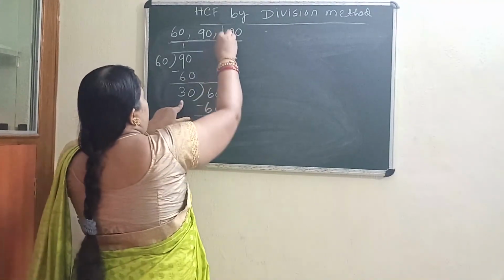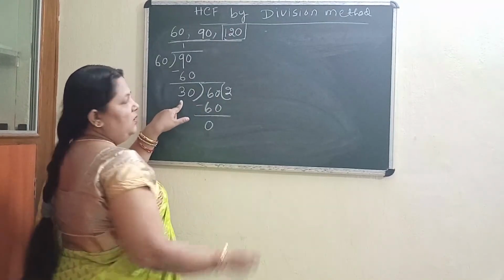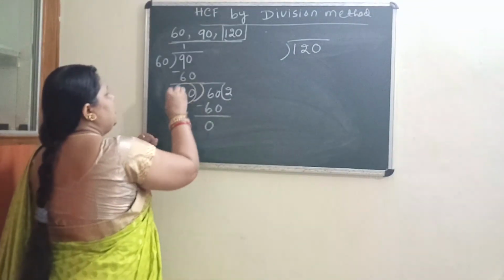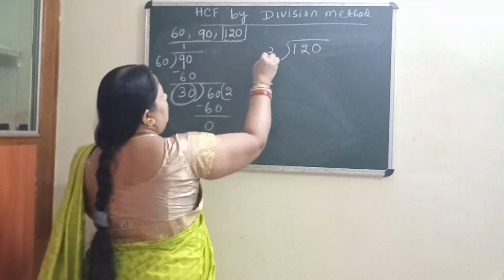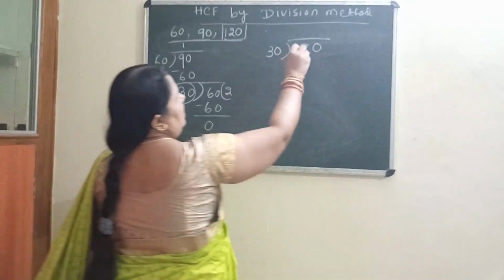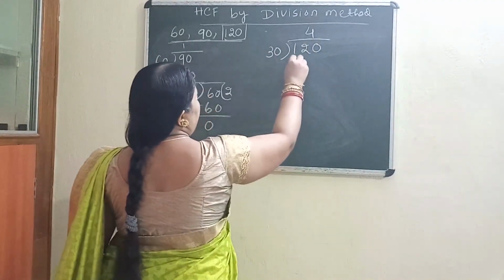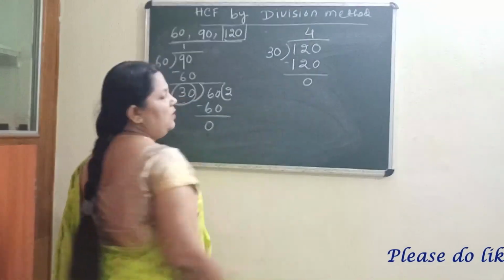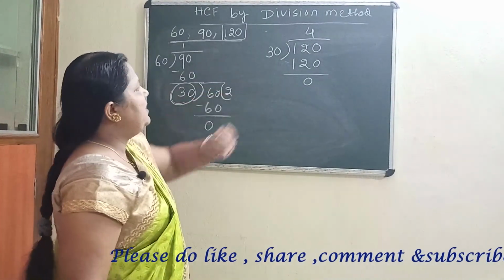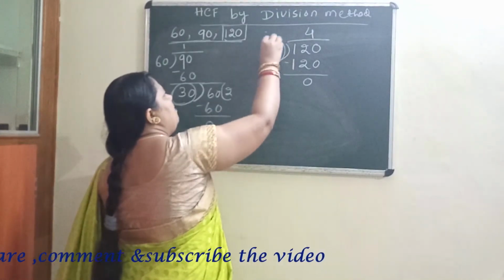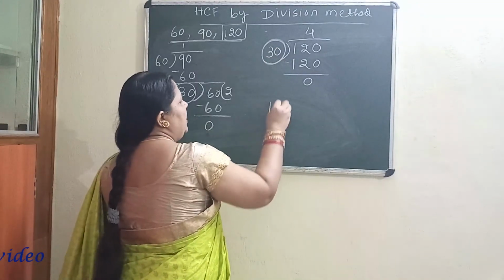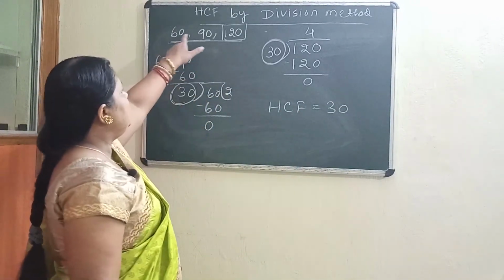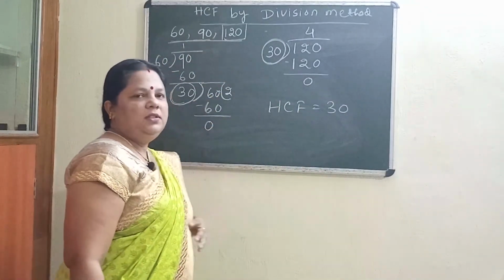But in the question another number is left. What to do? You will divide that number by this HCF of these two numbers. So you will divide by 30. How much can we divide? We can go up to 30 4s, which are I think 120. Right? Then remainder is 0. Clear? So all the 3 numbers are divisible by this common factor, and that is your HCF, that is 30. So HCF of 60, 90, 120 is 30.